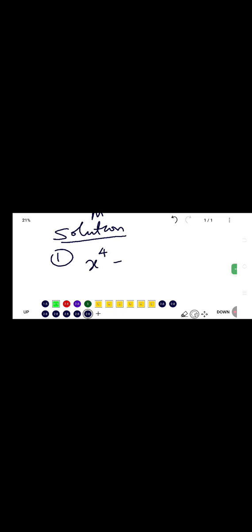Number one, we have x raised to power 4 divided by x raised to power 2. Our law of indices says we should have x raised to power 4 minus 2, and that will give us x raised to power 2.